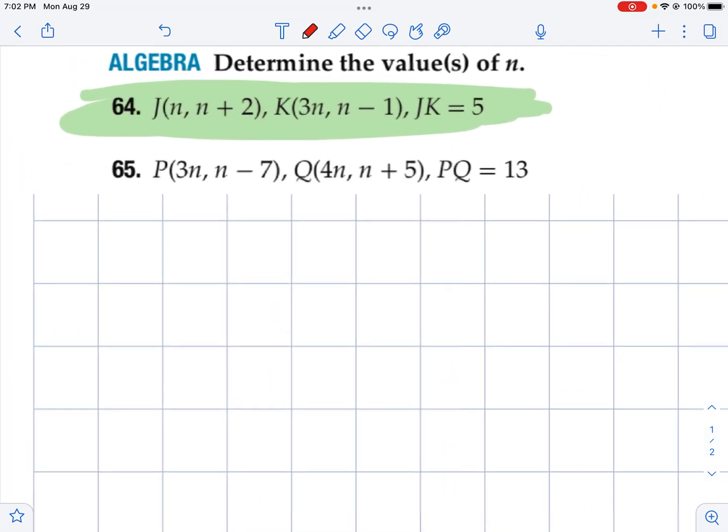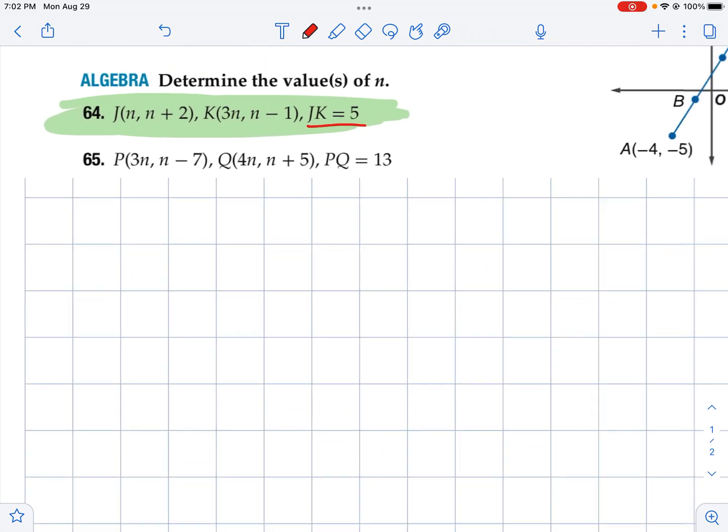What this is saying is that the coordinate, point J, has the x value of n and a y value of n plus 2. The coordinates of point K are (3n, n minus 1). The distance between J and K, that's what JK stands for, is 5.